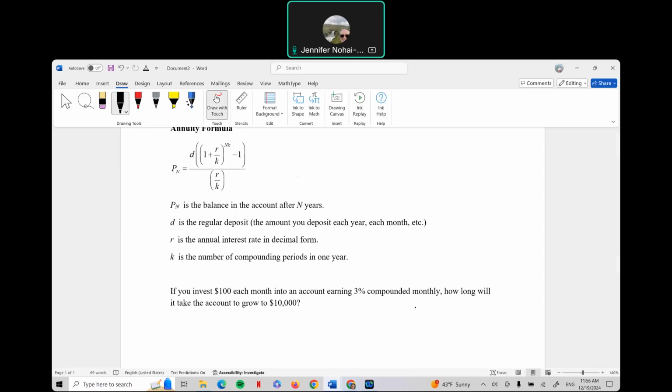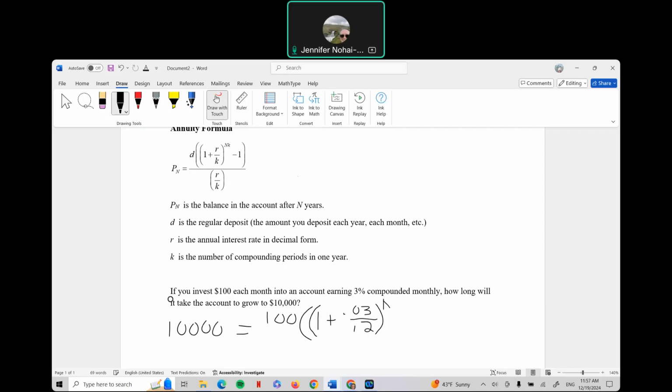All right, here we go. P sub n: we want the account to grow to $10,000, so $10,000 is our P sub n. Our deposit each month is 100. 1 plus the rate, there are two sets of parentheses there. Our rate is 0.03 over, and it's compounded monthly, so that's 12.